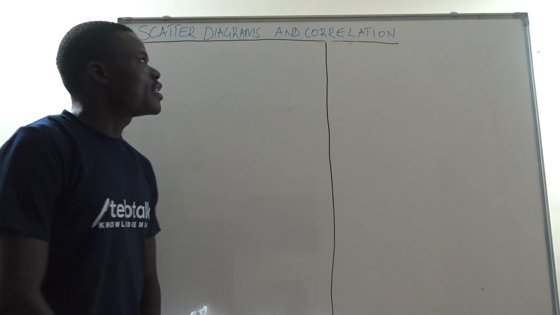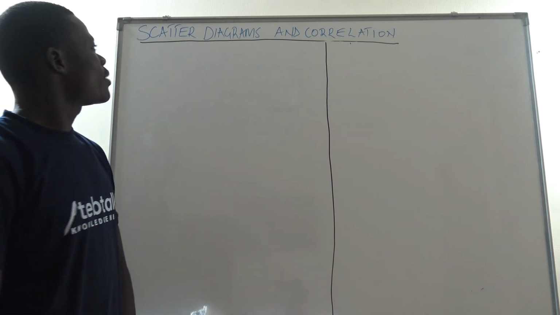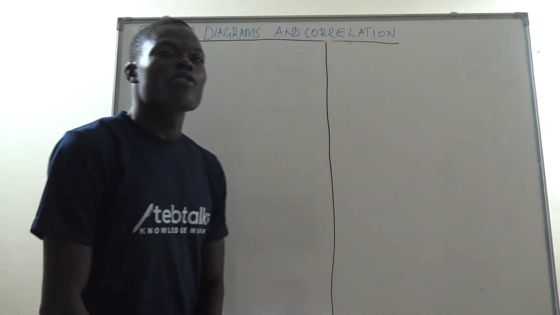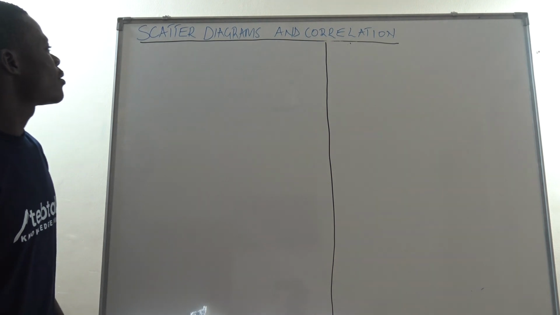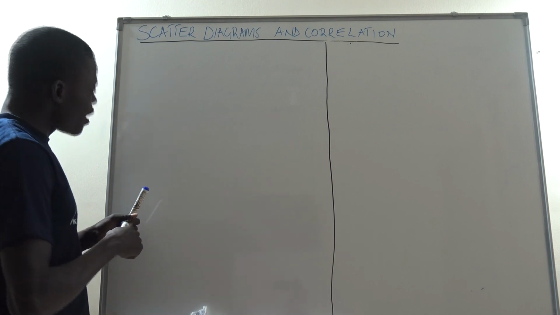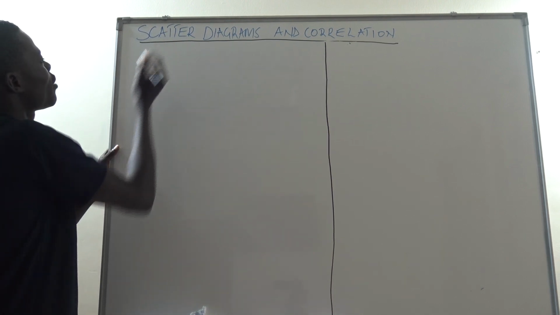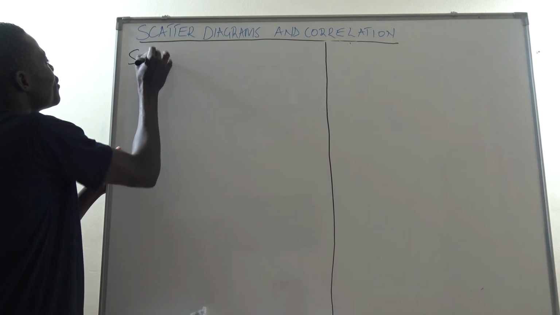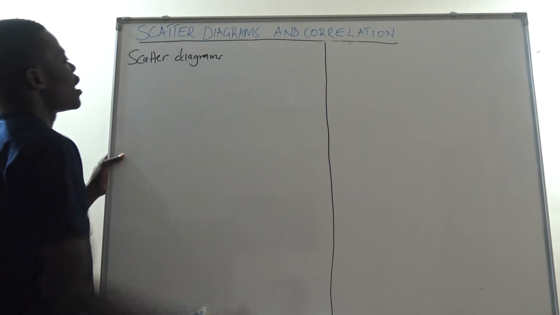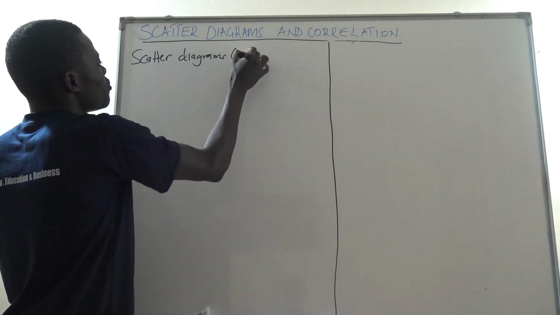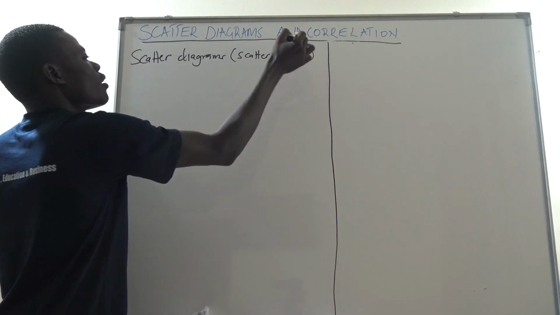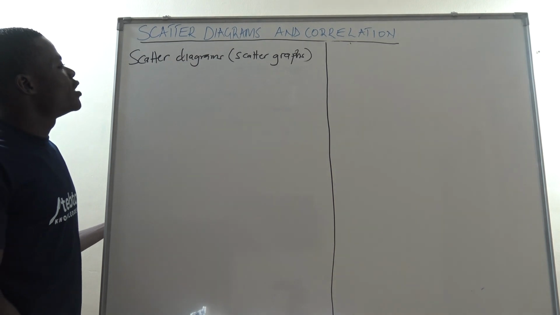Under statistics and probability, the chapter is called scatter diagrams and correlations. So in today's video, we are going to look at scatter diagrams and correlations. But before we proceed, we can look at what we are calling scatter diagrams. Sometimes you can call them scatter graphs. It will still be the same thing.